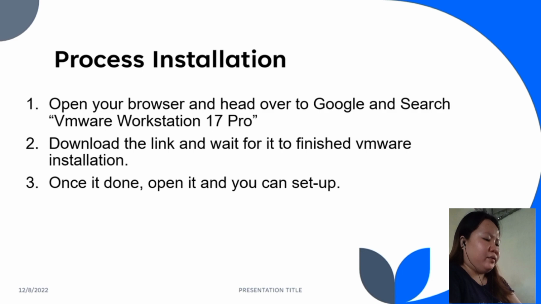This is the process of installing VMware Workstation. First, open your browser and head over to Google and search VMware Workstation 17 Pro. Second, download the link and wait for it to finish the VMware installation. And last, once it's done, open it and you can set it up.